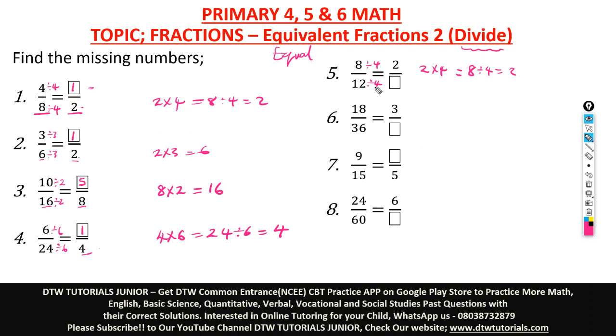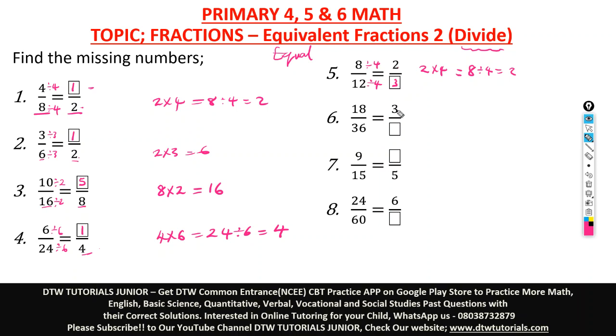12 divided by 4 is what? What will it give us? I hope you know what it is. Okay, you can also use your multiplication table to get your division also. 12 divided by 4 is 3 because 3 times 4 will give you 12. Are you with me?